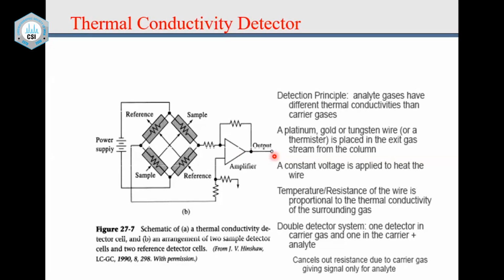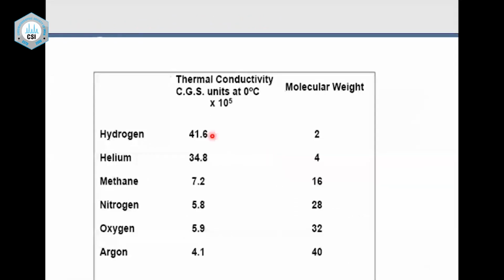These are the thermal conductivities of the various gases. We prefer hydrogen as a carrier gas because it has the highest thermal conductivity with respect to all other gases. So it can give you a little higher sensitivity compared to other gases if they are used. Okay.